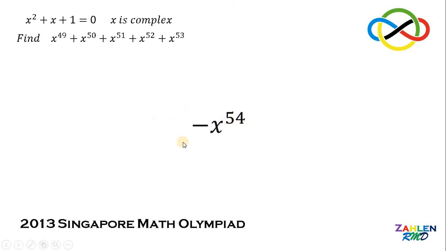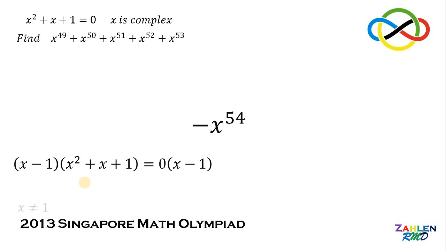Now the question is, how are we going to find the value of negative x raised to 54? Now let's get the given equation again. We have x squared plus x plus 1 equals 0. Now if we plug in 1 in this equation, definitely this is not equivalent to 0. Meaning, 1 is not a root of this equation. So what we're going to do to this equation is multiply both sides by x minus 1. Why do we do that? Because we know for sure that x is not equal to 1.